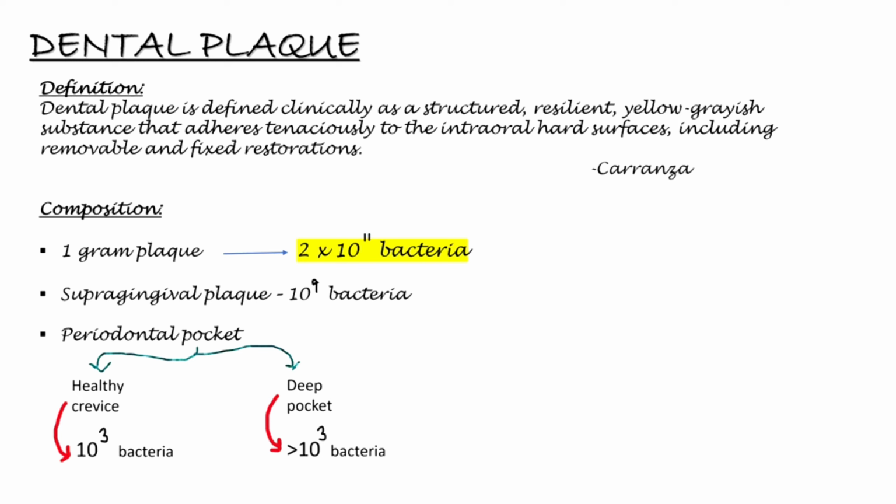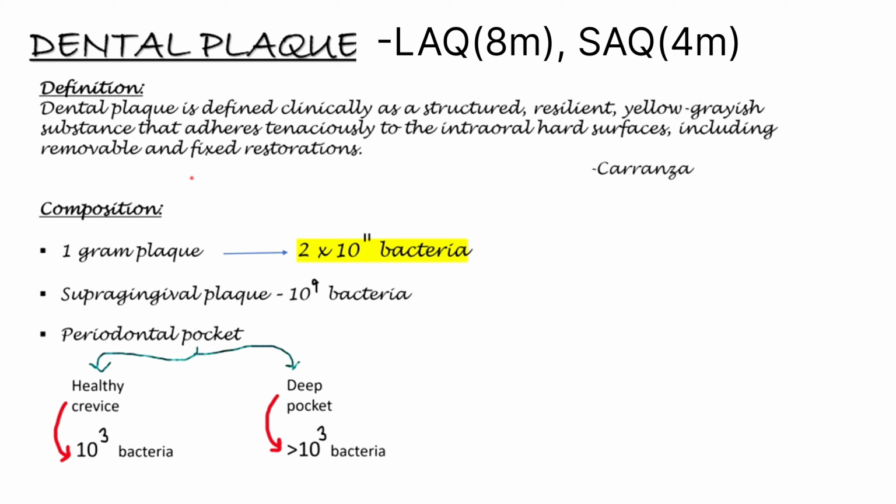Let's see what dental plaque is. The definition, the composition, the formation of plaque, and the theory supporting the formation of dental plaque. Let's get into the definition. Dental plaque is defined clinically as a structured, resilient, yellow-grayish substance that adheres tenaciously to intraoral hard surfaces, including removable and fixed restorations. This is taken from Carranza.